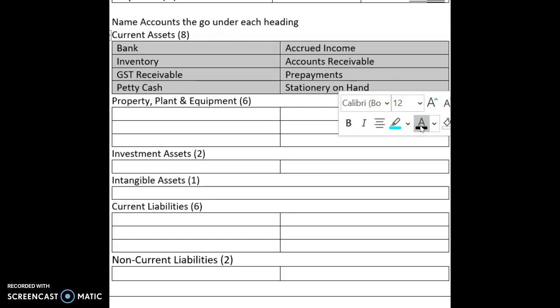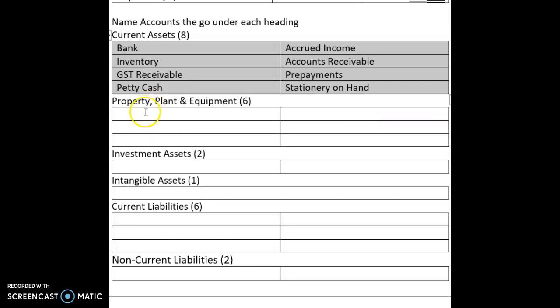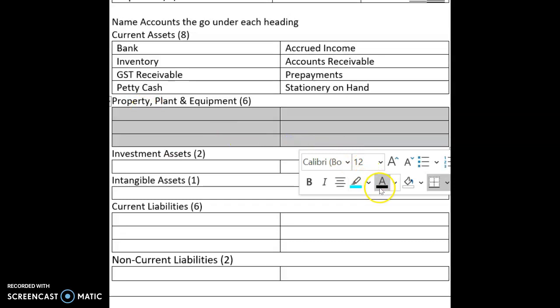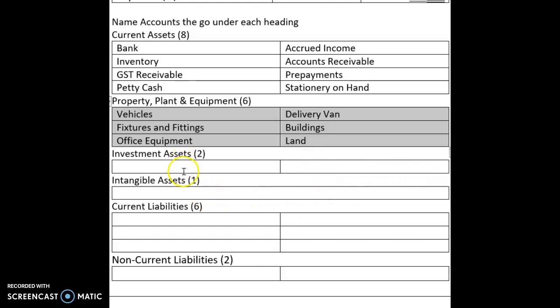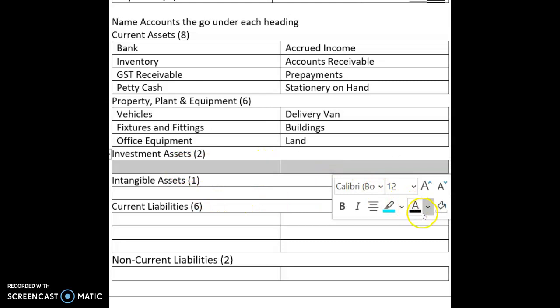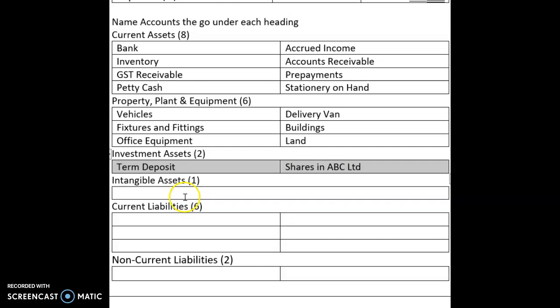All right, the 6 property, plant, and equipment, see if you can name what they could be. And don't forget to put accumulated depreciation in there in the property, plant, and equipment as well. Under investment assets, what are the 2 investment assets? Press pause, see if you can name them. So the shares could be any company. So investment assets that we've put money away for, hopefully to get a bit more income. Intangible asset, you know the one of those.